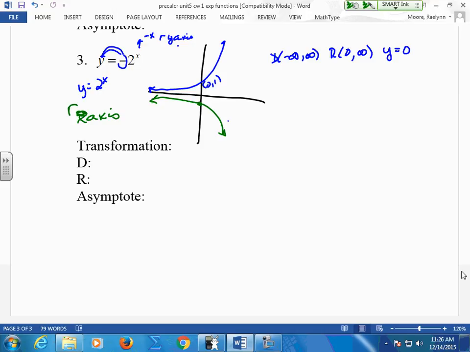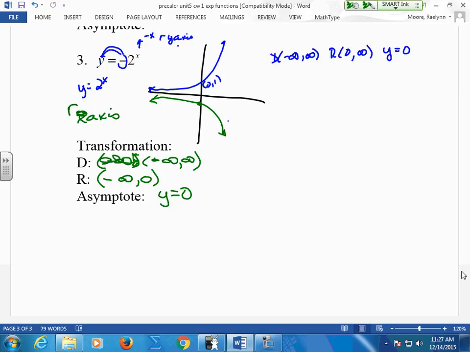Does your domain change? No. Still all real numbers, right? Okay. What about your range? Did your range change? Yes. It's negative infinity to 0. Good. We flipped this over, it flipped over. What about your asymptote? No, your asymptote stayed the same.